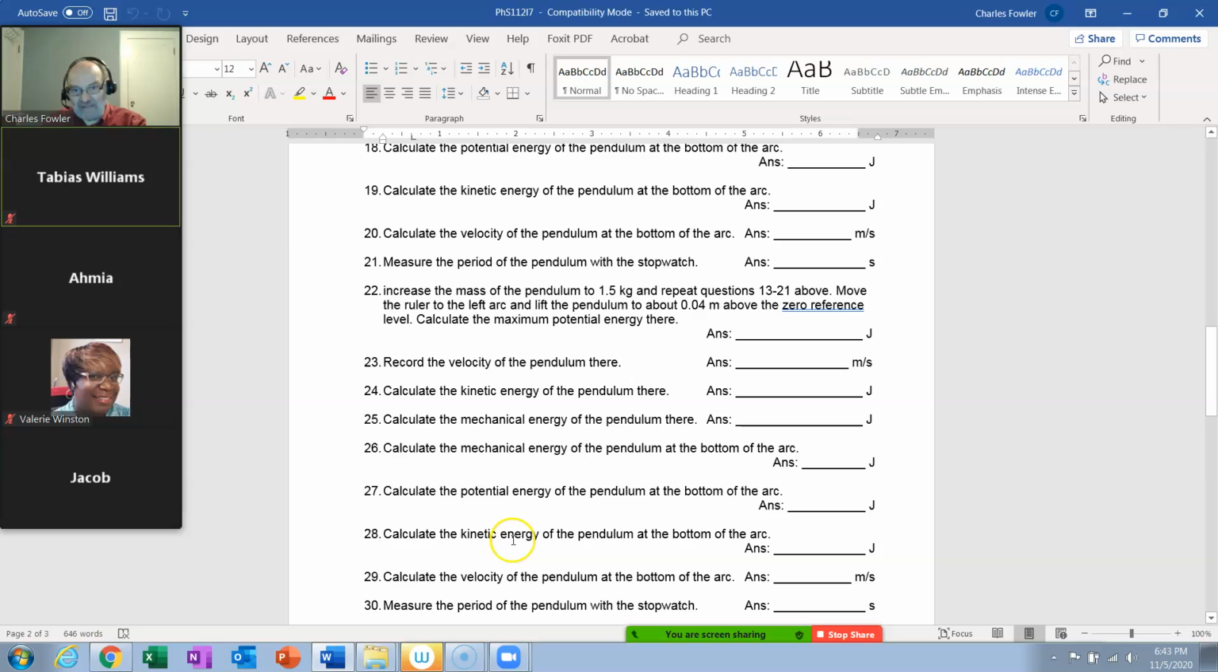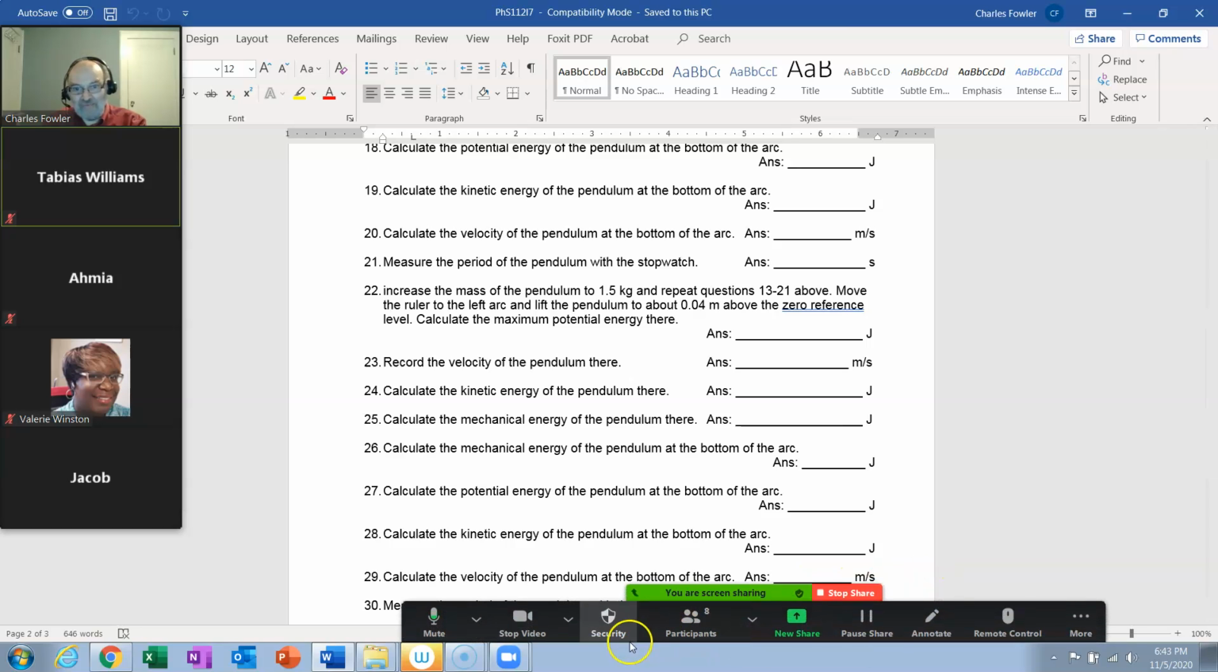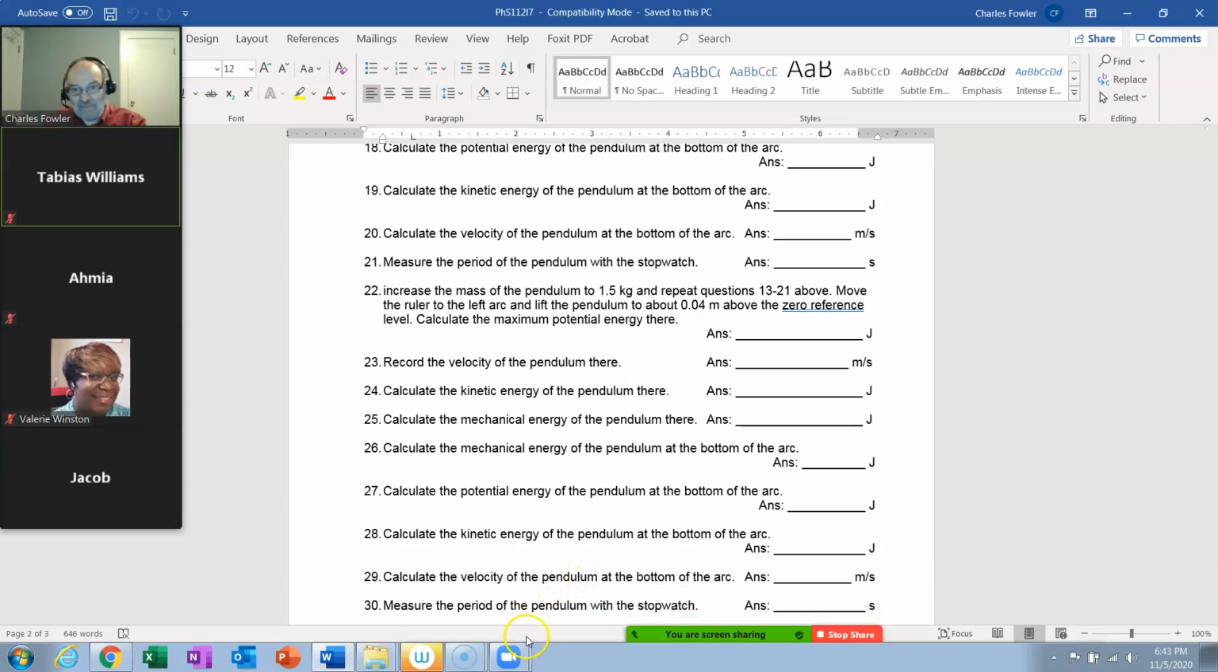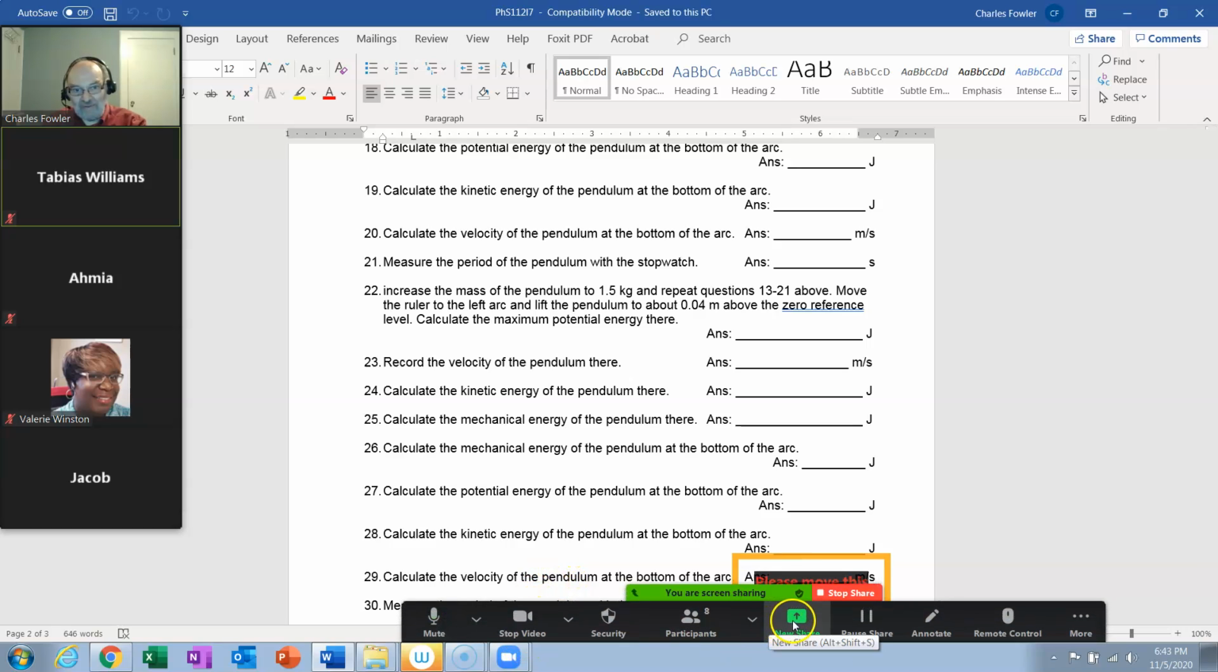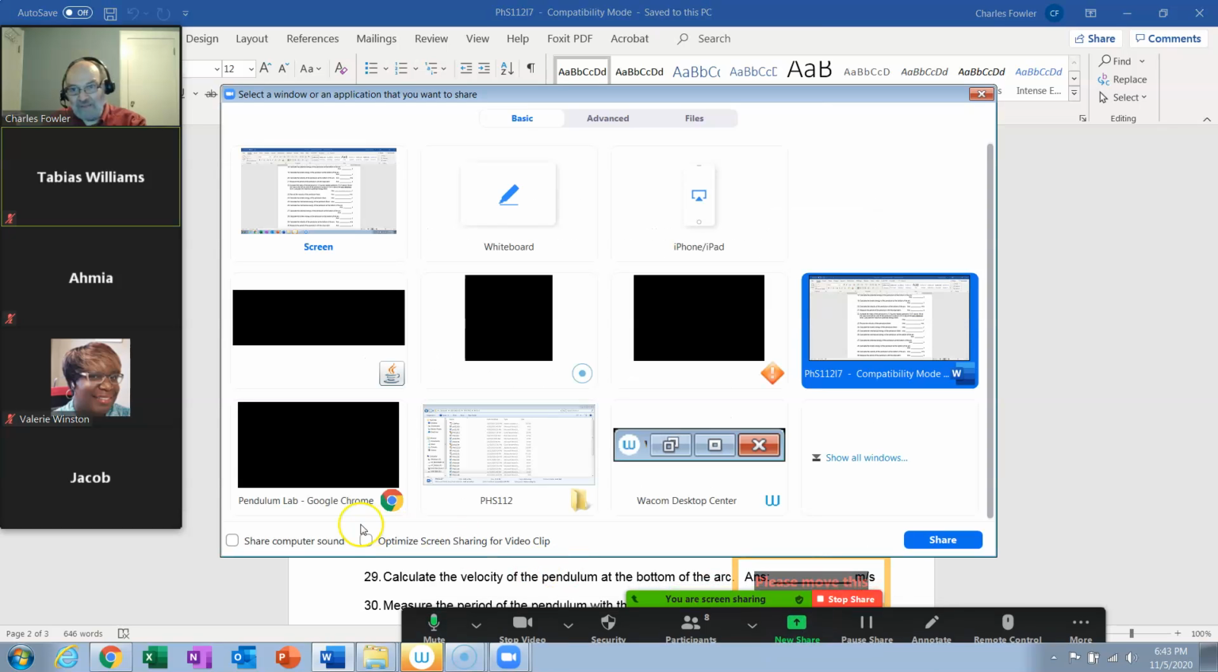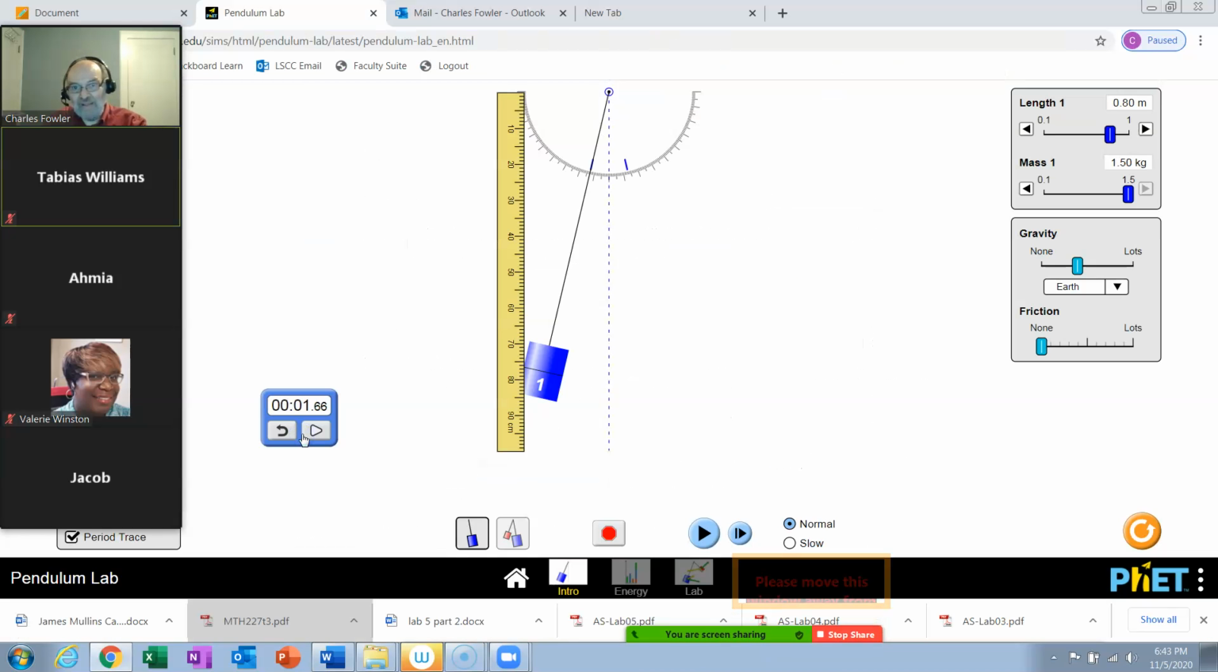We calculated the kinetic energy at the bottom of the arc. This is when we had gone up to 1.5 kilograms. We calculated the velocity at the bottom of the arc, and it was the same thing, wasn't it? Okay. And now we've got to measure the period of the pendulum at the bottom of the arc. So let's go back to our pendulum, and I'm going to set this down because I don't need any distractions here.